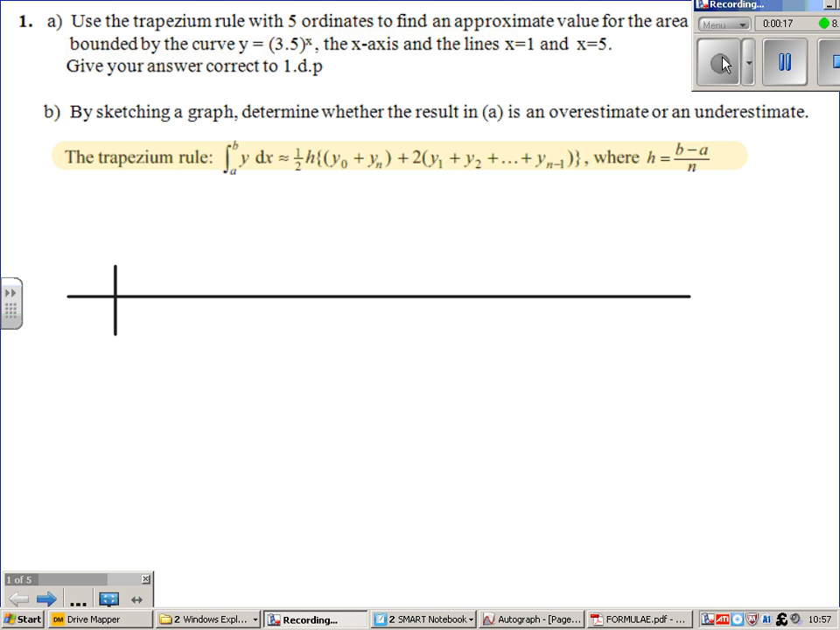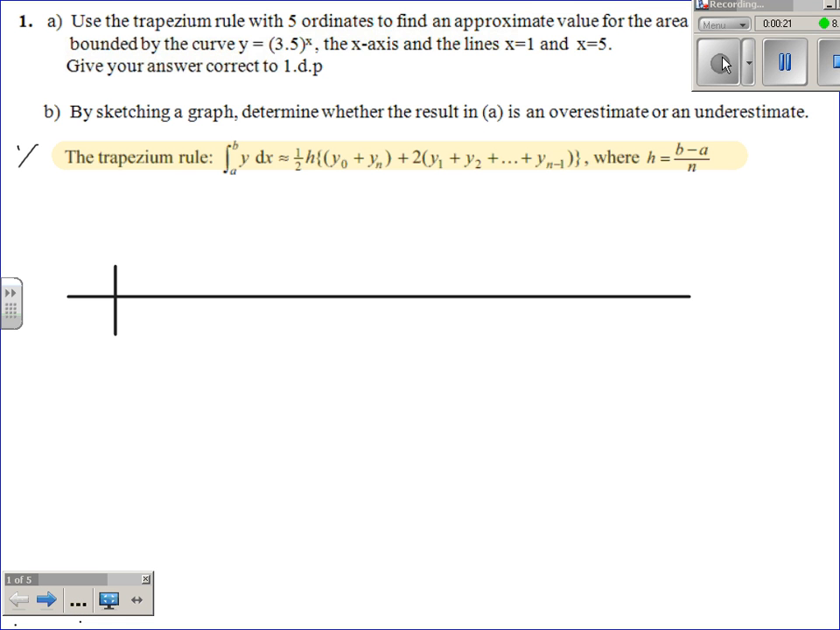So what I would do first of all is grab your formula book, and on page 9 I believe you've got the trapezium rule. Okay, so you've got that there. Let's start by having a look at this bit of the formula first. We've got h equals b minus a divided by n. So they're the limits, if you like, as you can see on the integral at the beginning of the equation. So for our question, a is 1 and b is 5.